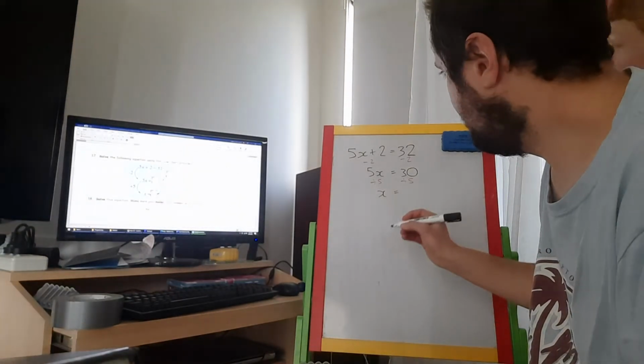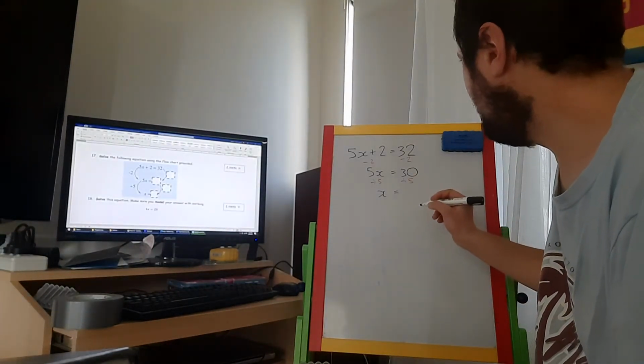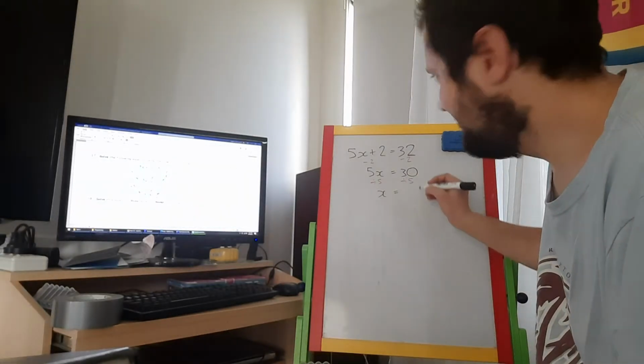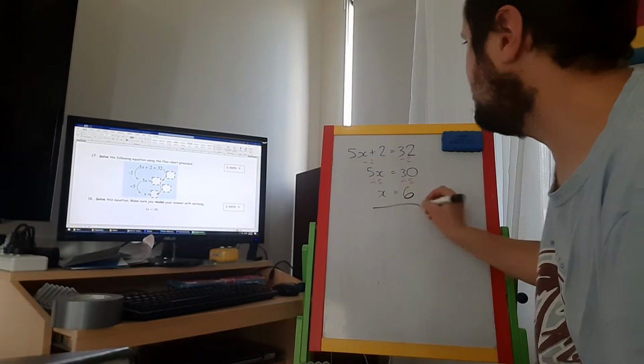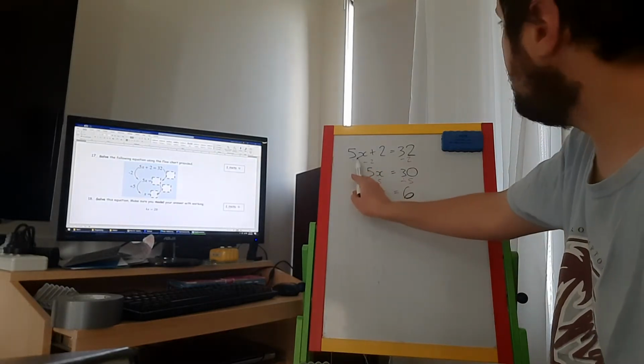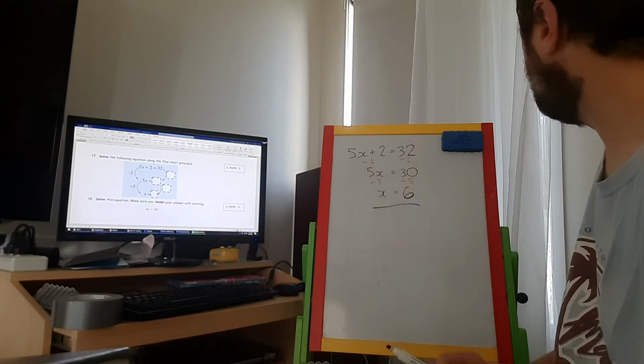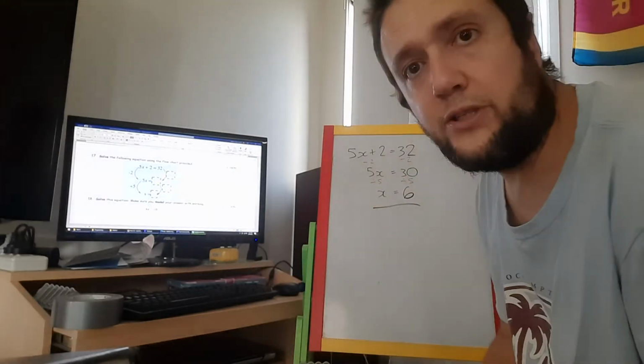How many 5s are in 30? Yeah, 6. That's more like it. X is 6. So if you put 6 back in here, that should work now. 5 times 6 plus 2 should give 32. Works to me. I'm happy with that.